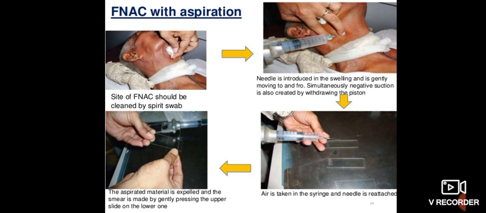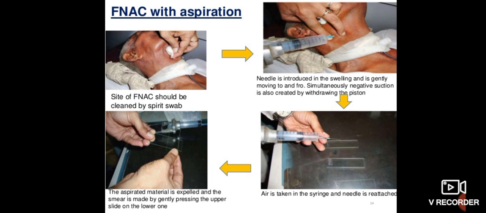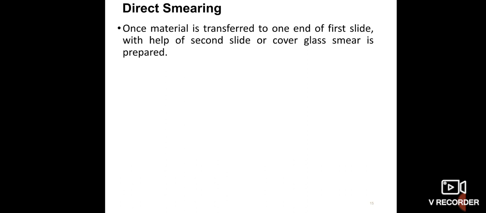So again, this is a procedure in which you can see the first one here, the site of FNAC. It should be cleaned first with the spirit swab. Next they gently introduce the needle, and then they apply a negative suction. Then after 12 to 15 to and fro motions, they take out the needle. The air is taken in the syringe and the needle is reattached, and the material is expressed on the slide, and with the help of another slide a smear is made. So this is how the FNAC procedure is done.